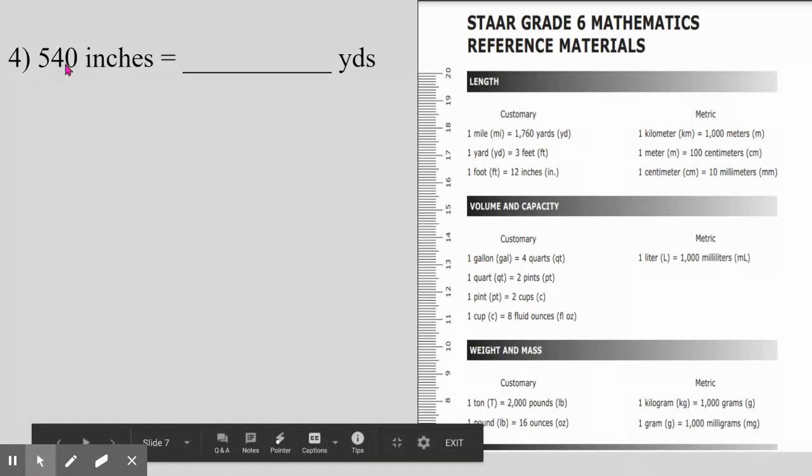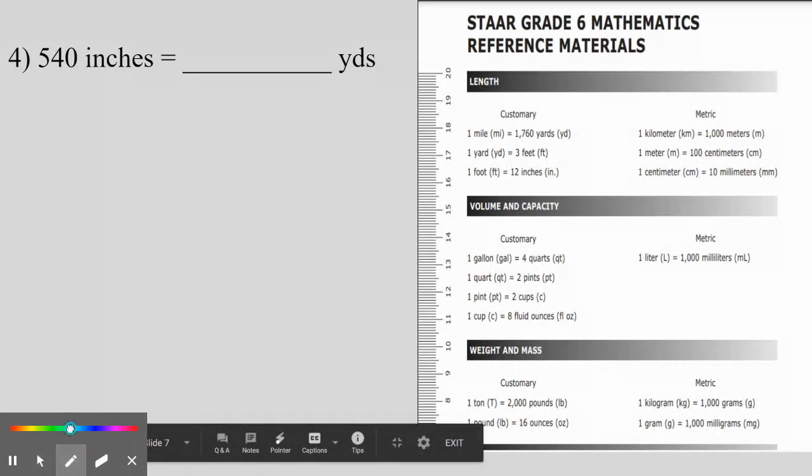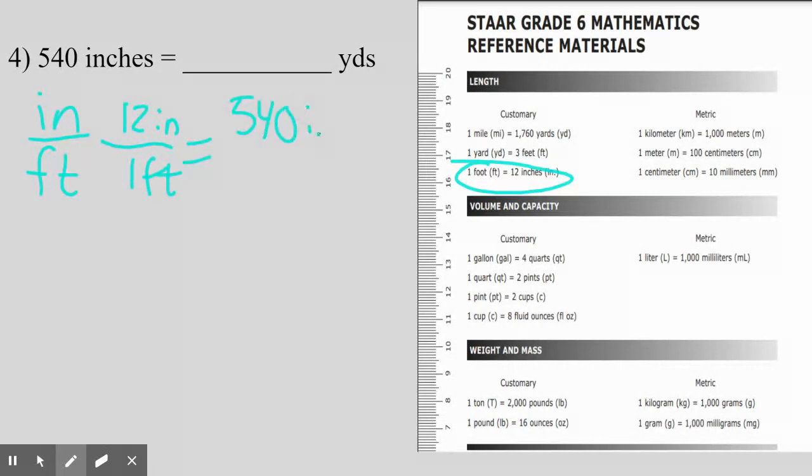So our next example is I have 540 inches to blank yards. Well, if I look at my STAR chart, I see inches, but it doesn't go directly to yards. It goes to feet. So this is an example of a multi-step problem, okay, where I'm going to have to write 2 proportions. So in this case, I'm going to focus on first feet to inches. So I have inches to feet. I know 12 inches is in 1 foot. I have 540 inches. I don't know how many feet that is.